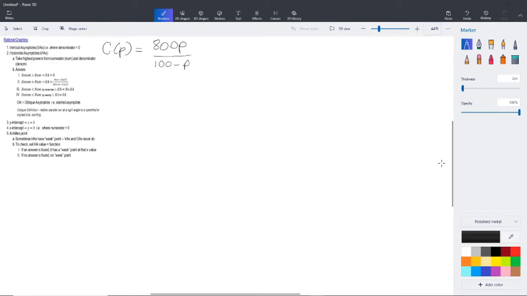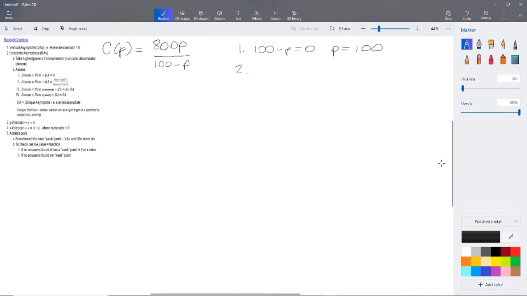Let's run our steps. Step number 1 is the VA. Where does the denominator equal 0? What p-value is going to cause that to happen? So we can just set the denominator equal to 0 and solve. It looks like in this case p is going to be equal to 100. So we have our vertical asymptote here at 100. Kind of a big value, but again, if we label our graph correctly, it shouldn't matter.